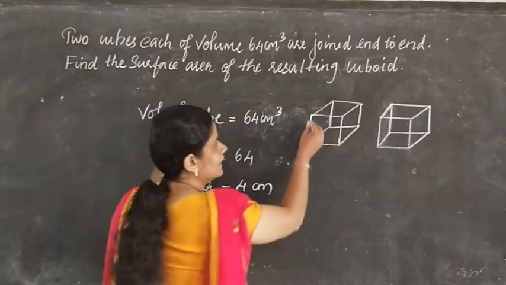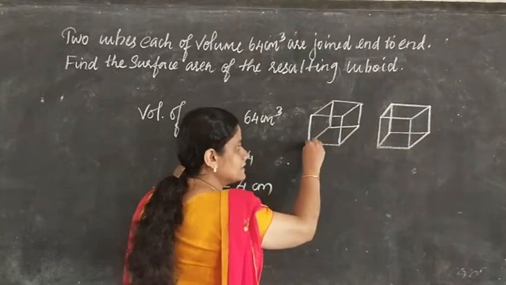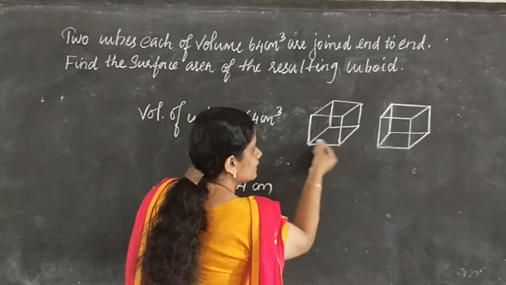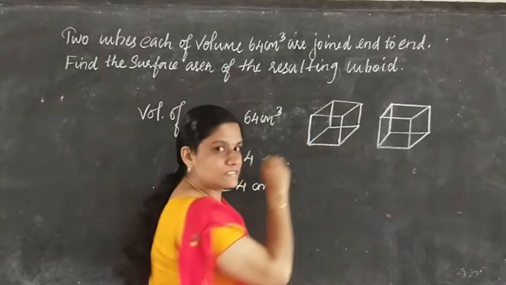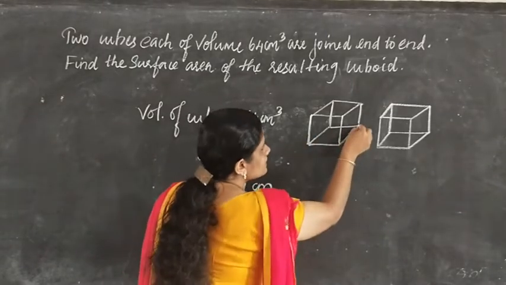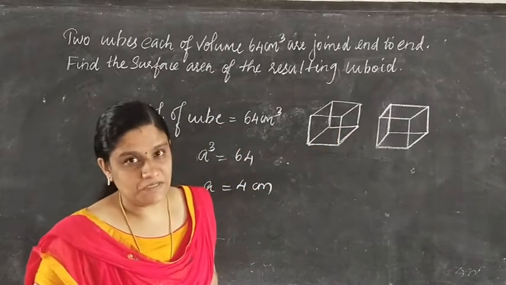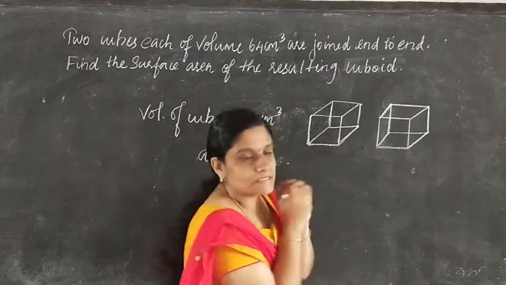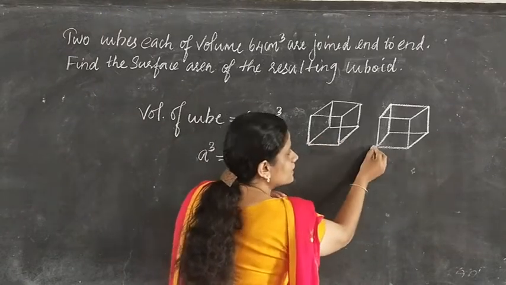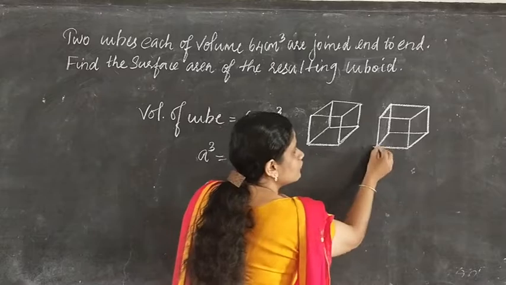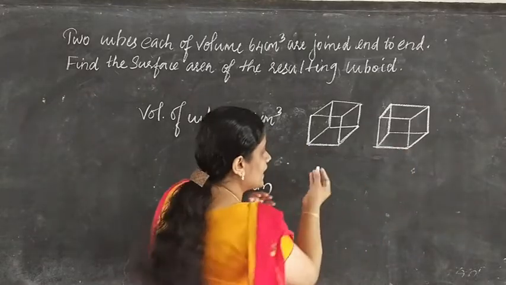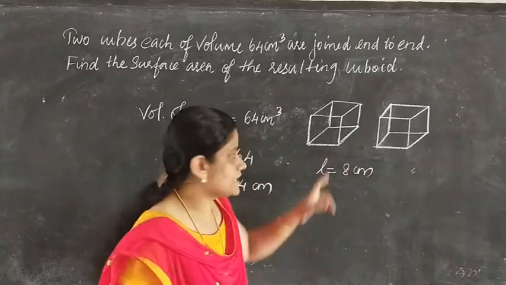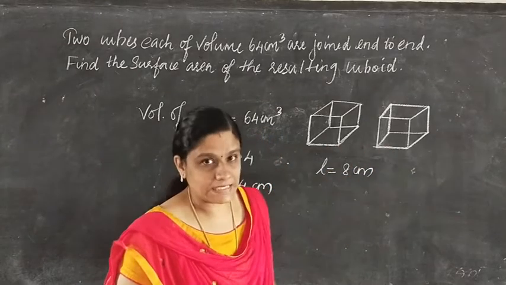You just see here, the height is 4 centimeter. The length of the cube is 4 centimeter, and the width is also 4 centimeter. Now, when we join these two, what will be the length? The total length will be the sum of these two sides. So we can tell the length of the resulting cuboid will be 4 plus 4, 8 centimeter.